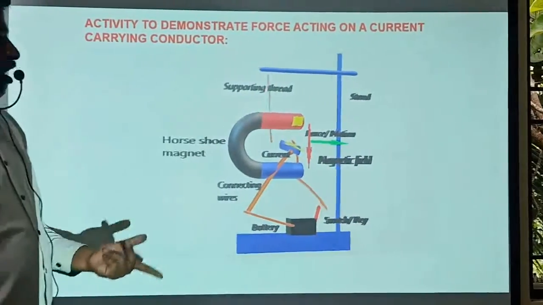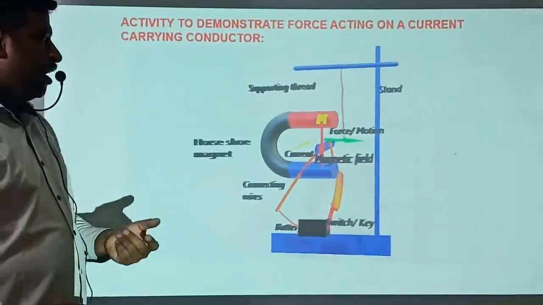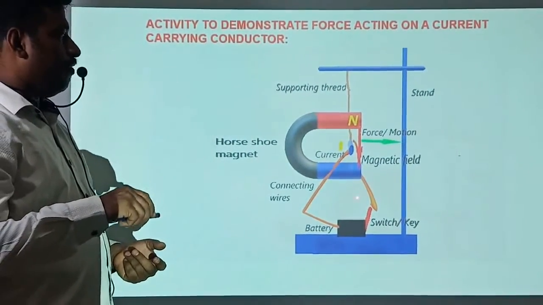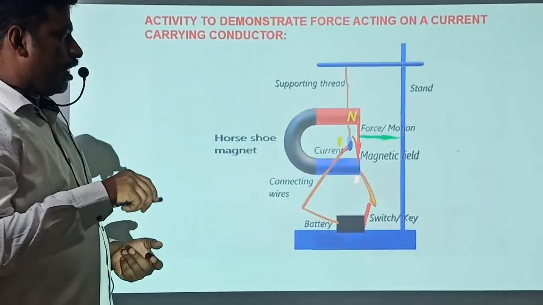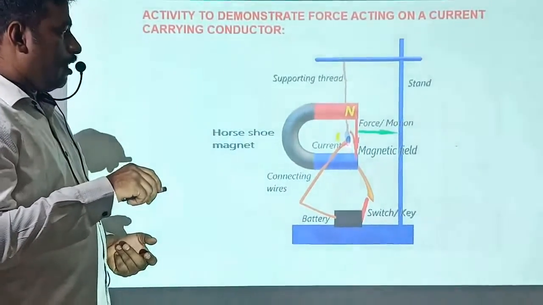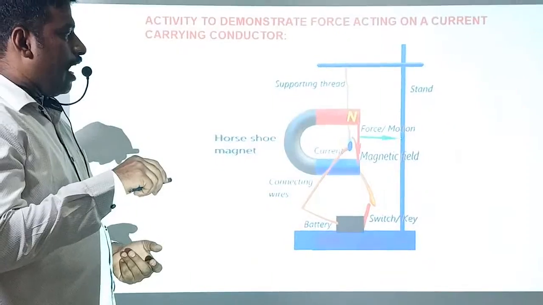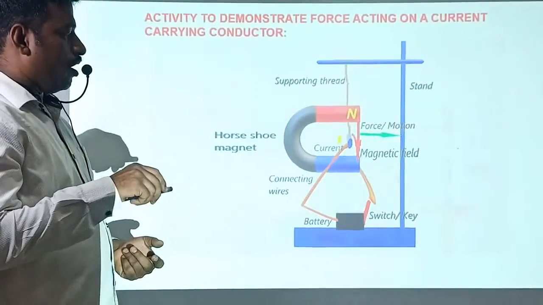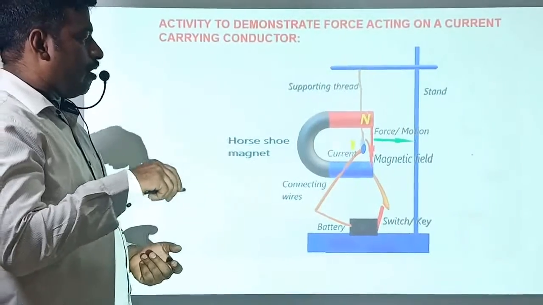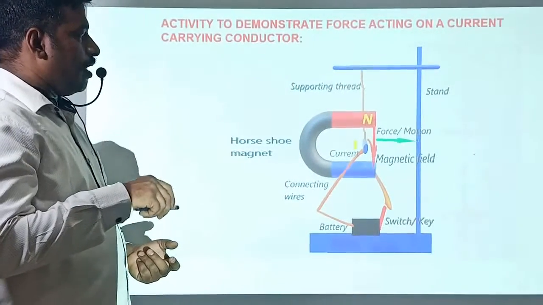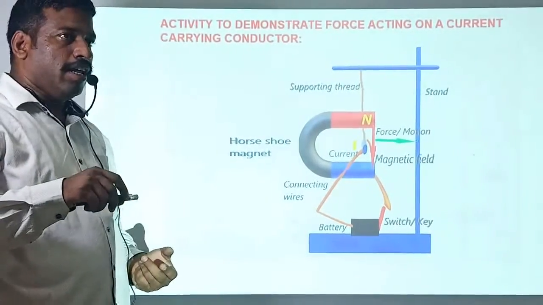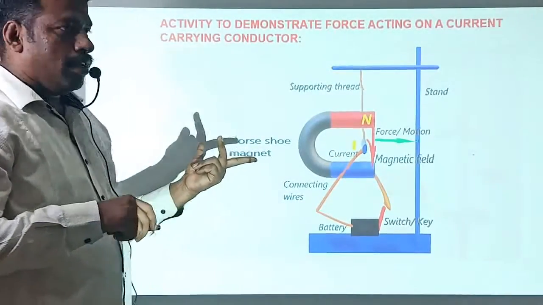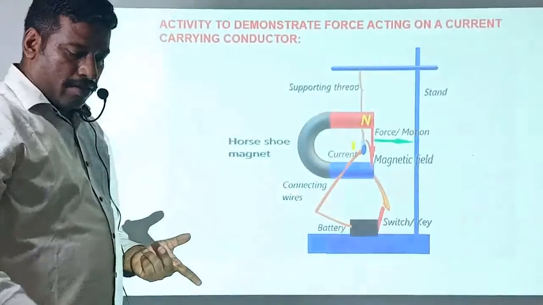So this is the setup we have made in the experiment. Here we are having a horseshoe magnet having one north pole, which is the direction of magnetic field here, and the current is moving into the plane as I have shown in this arrow, and the motion of the conductor is outwards, out of the plane of the horseshoe magnet. So using a simple experiment setup, we have found that a current carrying conductor will experience force. So these are some of the activities which you have learned.